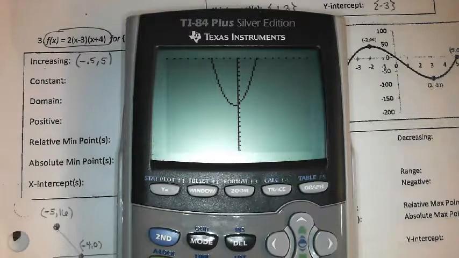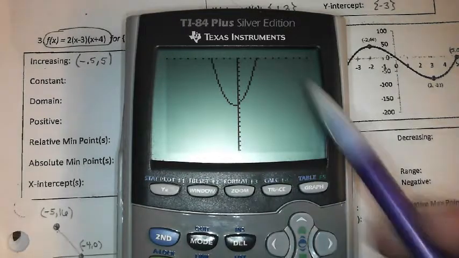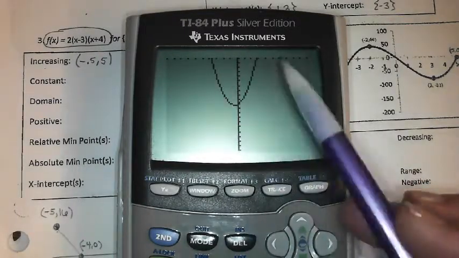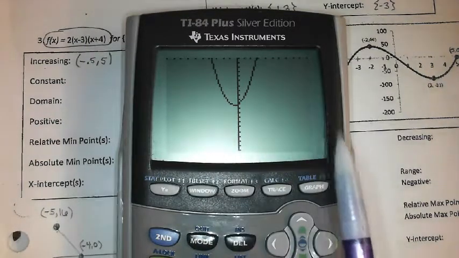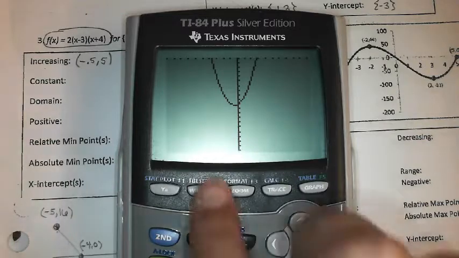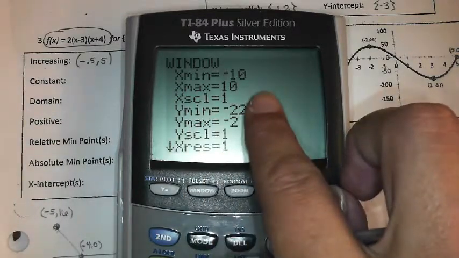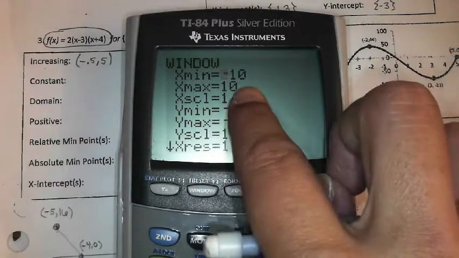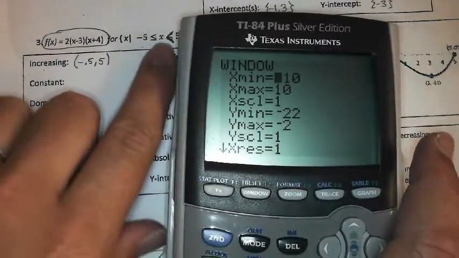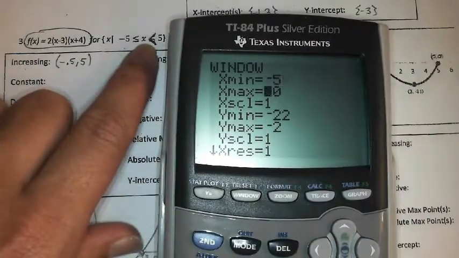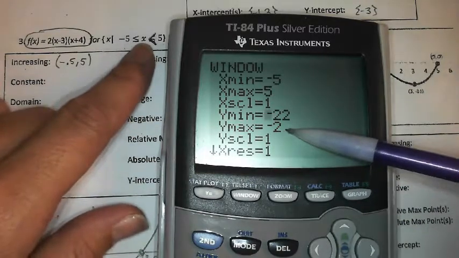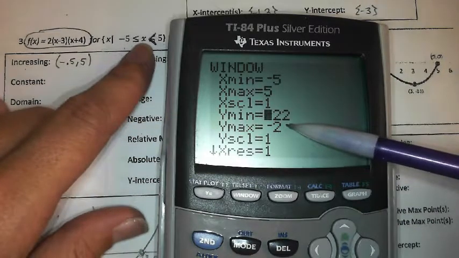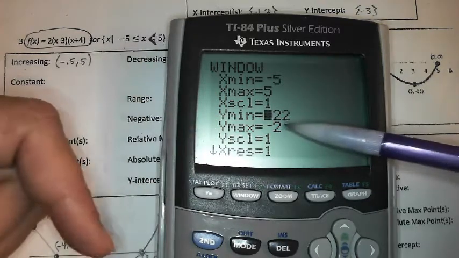Calculator, just if something happens to you, how to fix it. So this is what he's looking at, and it's not showing the same thing that I have. I think your window is just off. If you look at your window, your x's are going from -10 to 10. Based on this, we said -5 to 5. And then you chose -22 to -2. Oh, so you always have to go in and change it.